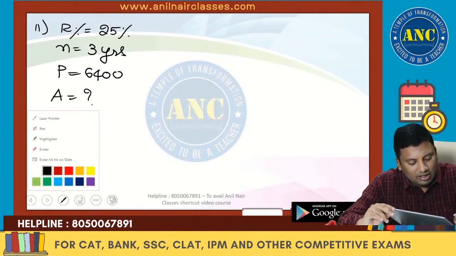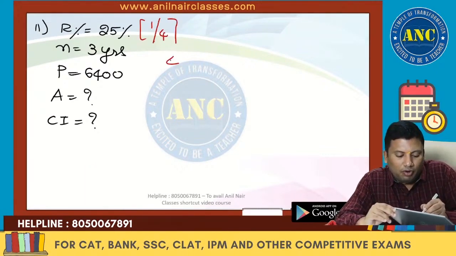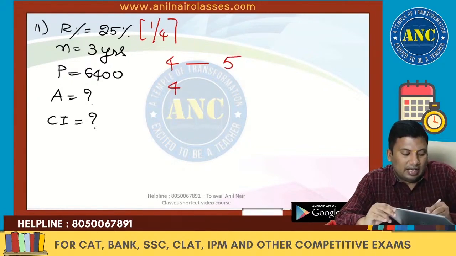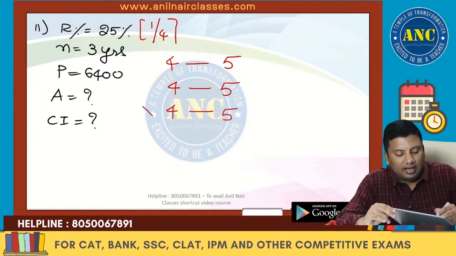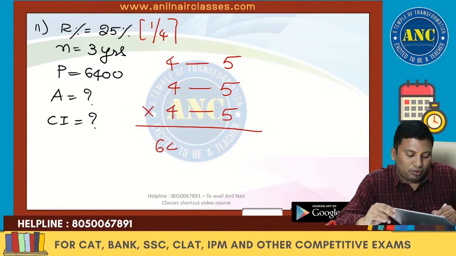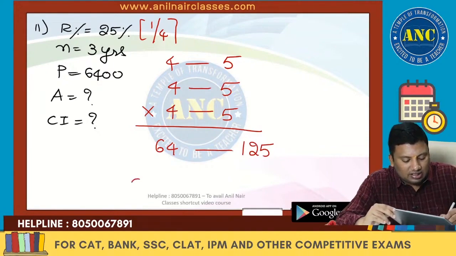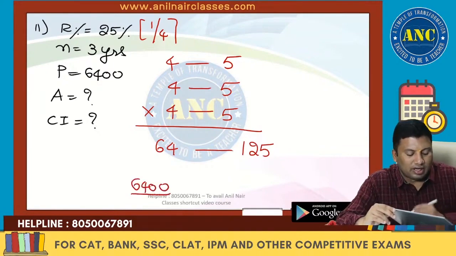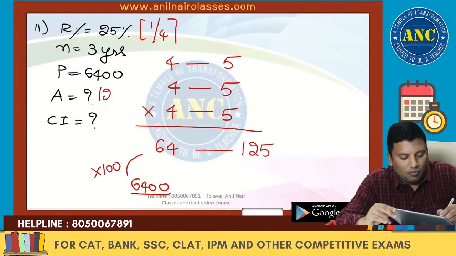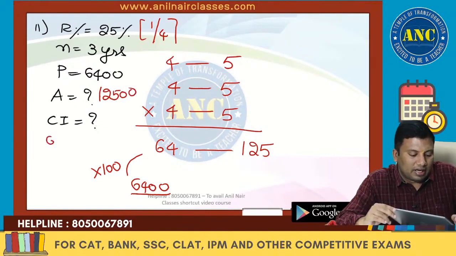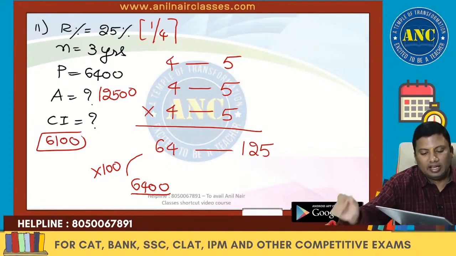Now see here, 25% is 1 by 4. 4, 1 increase, which is 5. Second year, 4, 1 increase, it is 5. Third year, 4, 1 increase, it is 5. For 3 years it is 4 4 4, which is 64, and 5 5 5, which is 125. 64 is becoming 6,400, so it is into 100. Amount will become 12,500. CI will become 6,100. I hope it is clear.